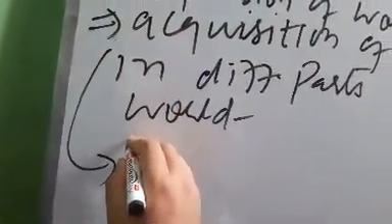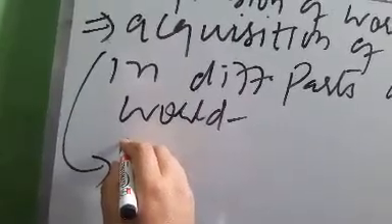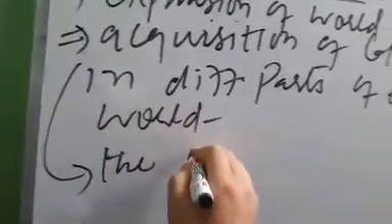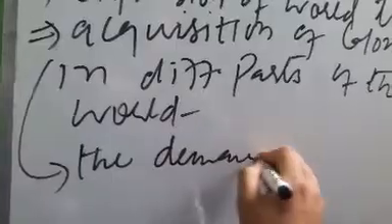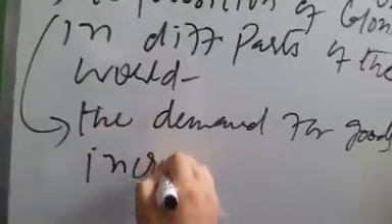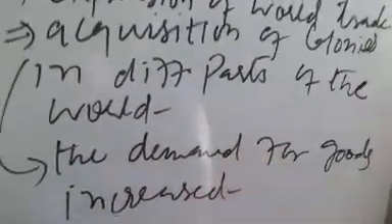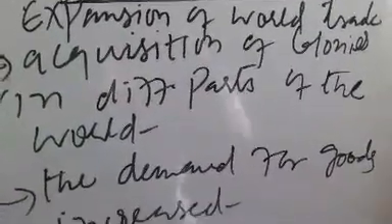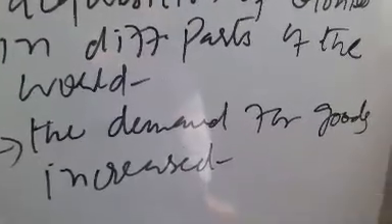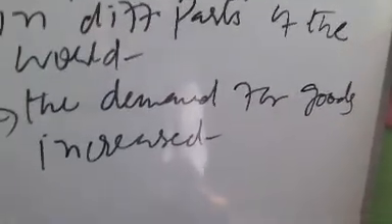Because of these two trends, the demand for goods increased. Because of the expansion of world trade and because of the acquisition of colonies in different parts of the world, the demand for goods increased.